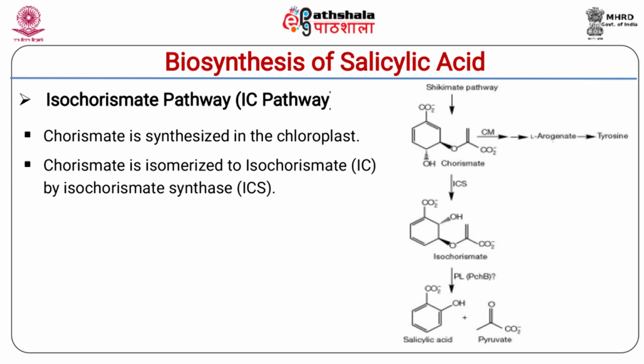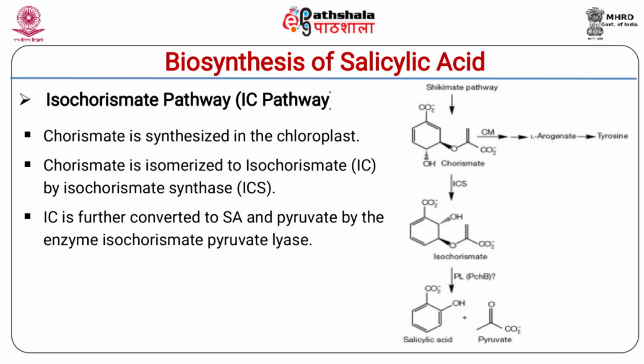IC pathway. In bacterial species, chorismate is isomerized to IC by a unifunctional enzyme, isochorismate synthase or ICS. IC is further converted to salicylic acid and pyruvate by the enzyme isochorismate pyruvate lyase. Alternatively, chorismate is directly converted to SA by a bifunctional enzyme, salicylic acid synthase, via an isochorismate intermediate.